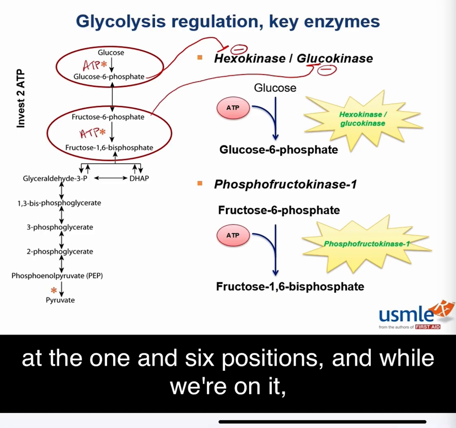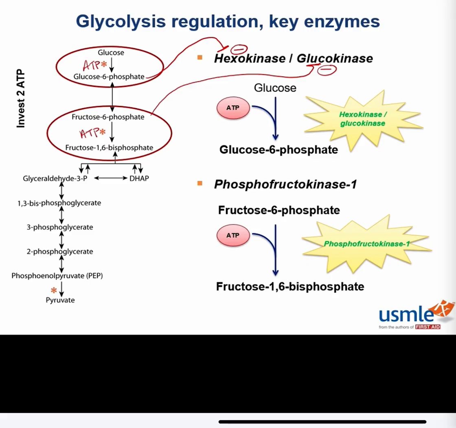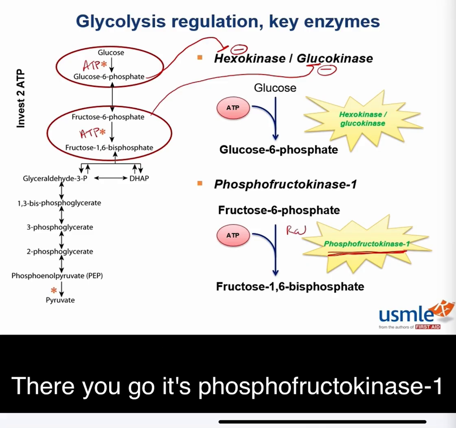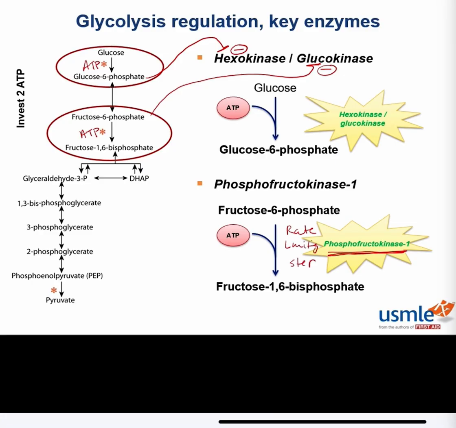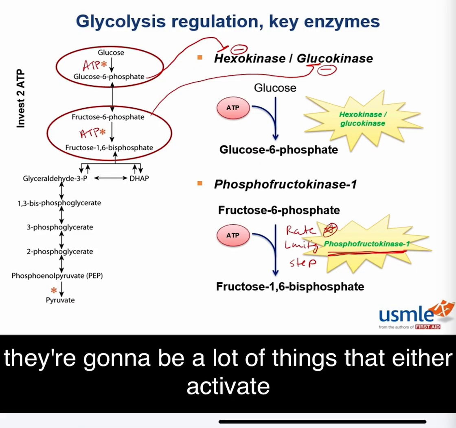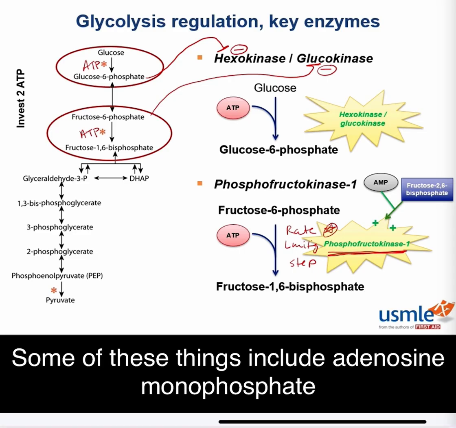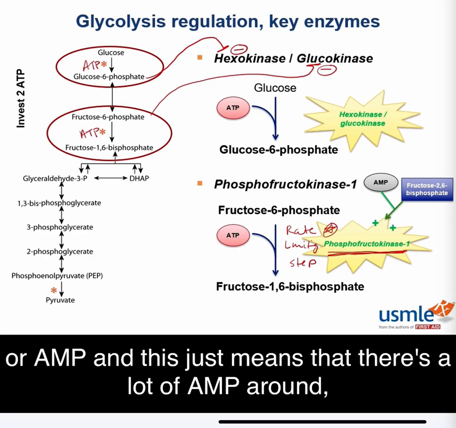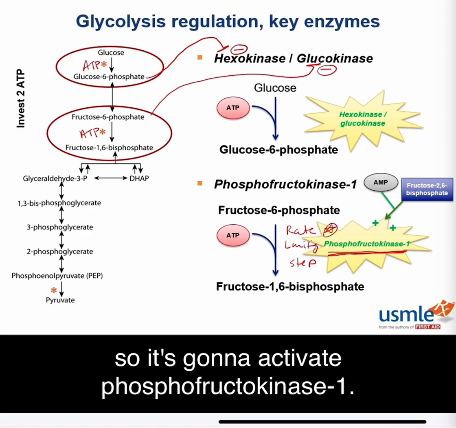And while we're on it, do you remember the rate-limiting step of glycolysis? There you go, it's phosphofructokinase 1, which we just talked about, which is the rate-limiting step of glycolysis. Now, since it's the rate-limiting step, there are going to be a lot of things that either activate or inhibit it. Some of these things include adenosine monophosphate, or AMP, and this just means that there's a lot of AMP around. This needs to be converted into ATP, so it's going to activate phosphofructokinase 1.